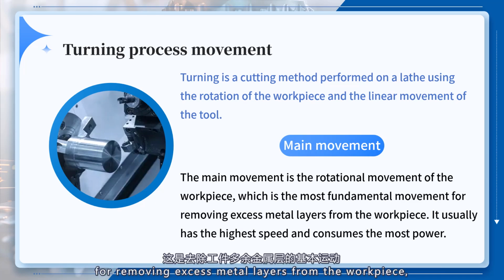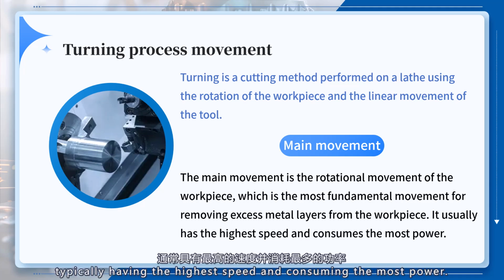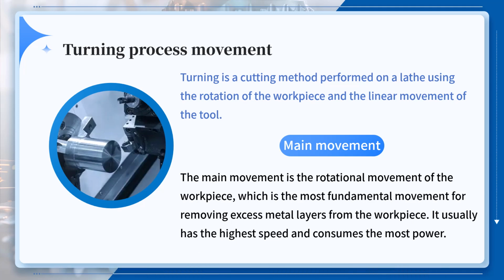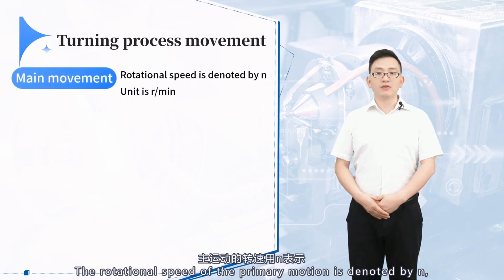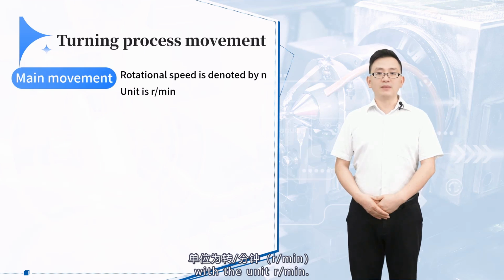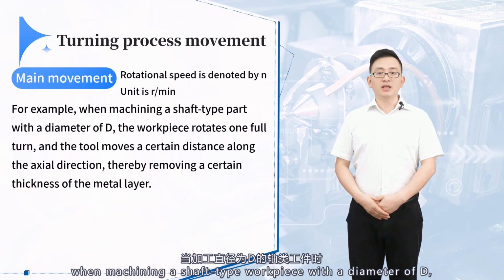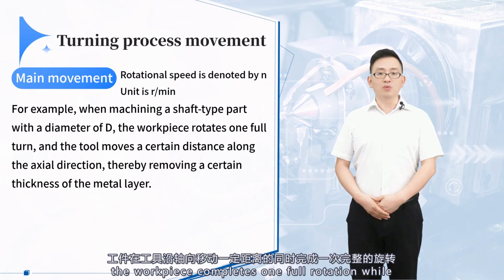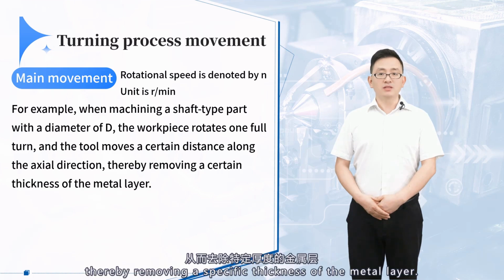It is the fundamental motion for removing excess metal layers from the workpiece, typically having the highest speed and consuming the most power. The rotational speed of the primary motion is denoted by n, with the unit r/min. For example, when machining a shaft-type workpiece with a diameter of D, the workpiece completes one full rotation while the tool moves a certain distance axially, thereby removing a specific thickness of the metal layer.